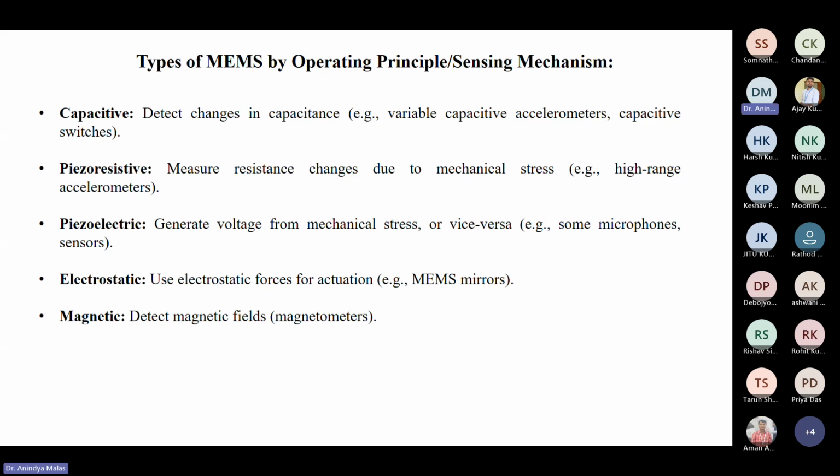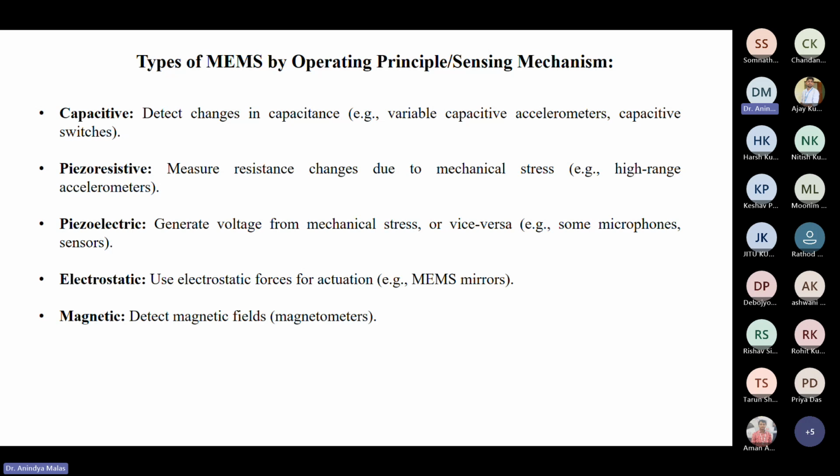Some use electrostatic force for actuation. All of you know about the electrostatic force; that is also used. That is from old days. In most of the MEMS devices you will find electrostatic type MEMS, right? And there is also magnetic MEMS. I have not written one thing, that is optical. Nowadays optical MEMS are also used, where optical things are used to actuate or to function the MEMS. Okay, these are the types of MEMS.